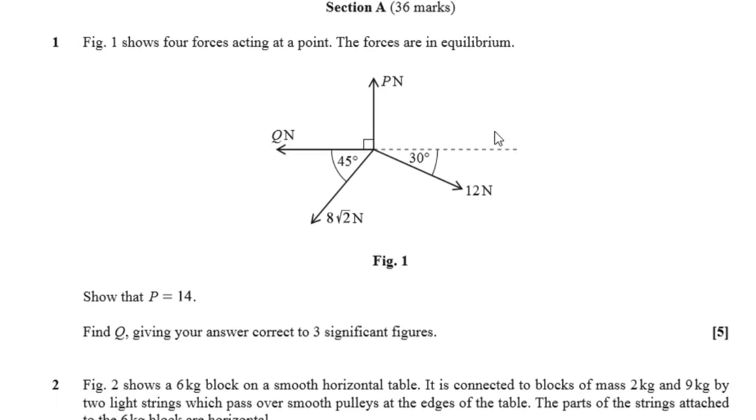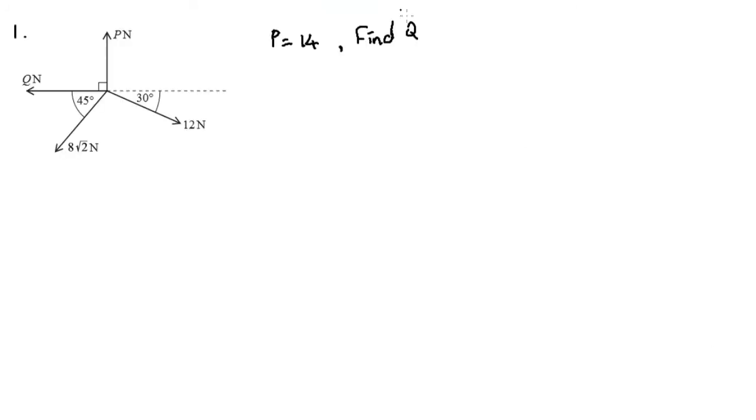Section A, Question 1. Show that P is 14 and therefore find Q and give your answer to 3 significant figures. Okay, so in order to find P and Q, we need to know that this is in equilibrium, and therefore we can do some calculations on the horizontal and vertical components. So the sum of the vertical components will be equal to P Newton upwards.